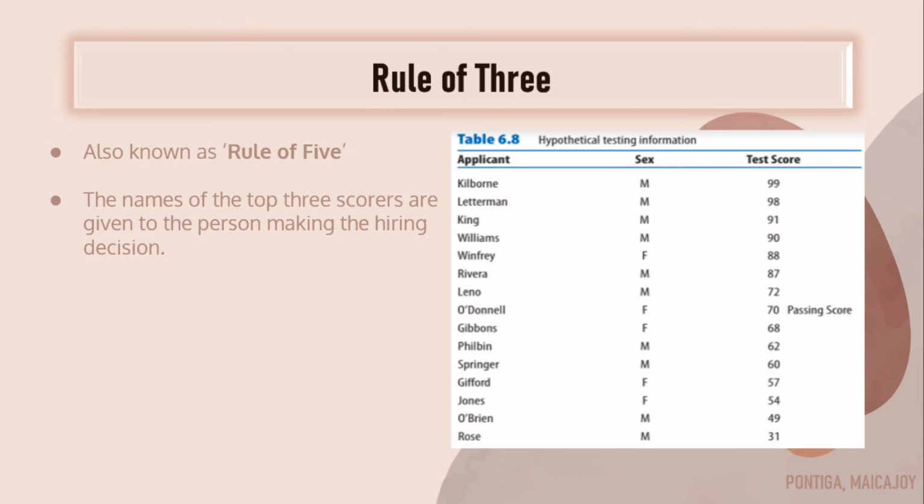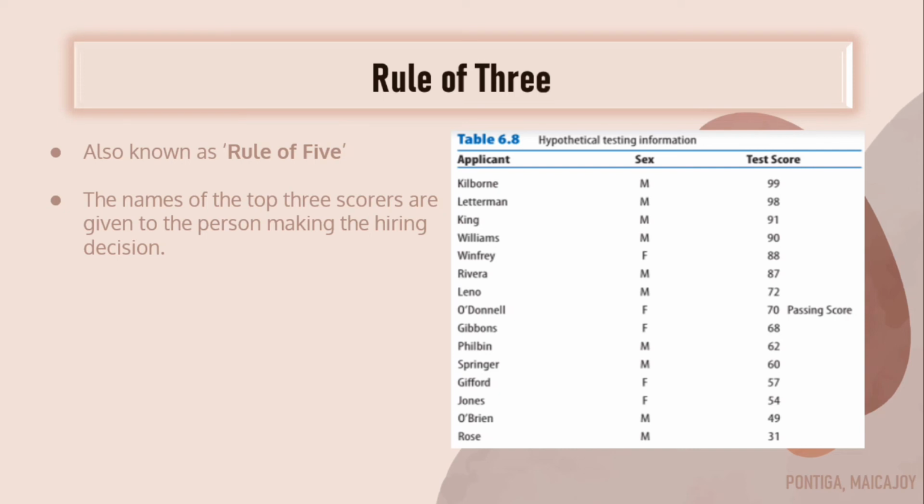So, Rule of 3 also known as Rule of 5. Ito ay isang technique na kadalasang ginagamit sa public sector. So dito sa rule of 3, yung mga names ng top scorers ay ibibigay sa isang tao and siya ang may kakayahang gumawa ng desisyon. Sa madaling salita, ito ay binibigay sa mga public chief, HR director. So those person will be the one who will make the hiring decision.